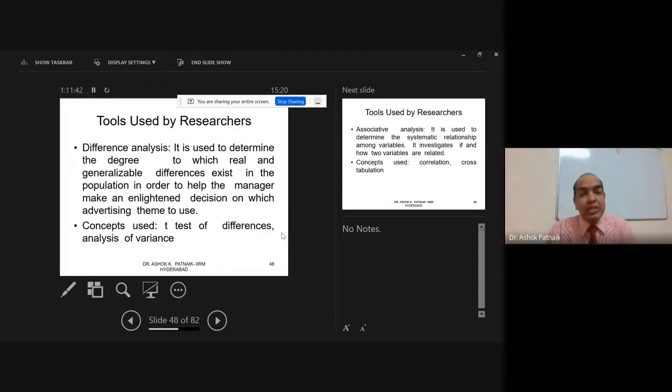Difference analysis is also one. It is used to determine the degree to which real and generalizable differences exist in the population, in order to help the manager make enlightened decisions, such as which advertising themes to use. Mostly this is used for advertising and marketing. Here you can take the example of the t-test or analysis of variance, etc.